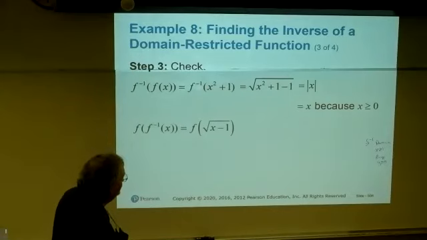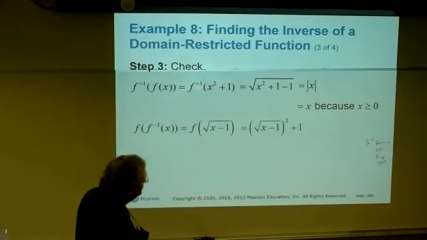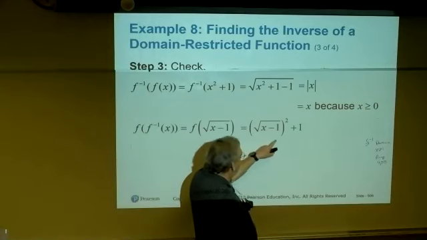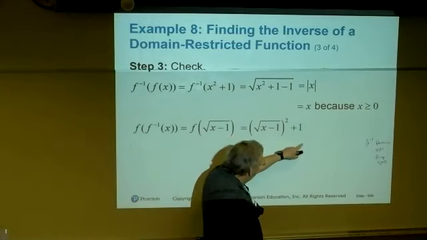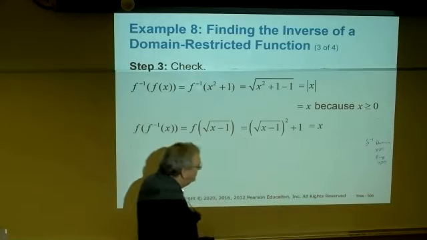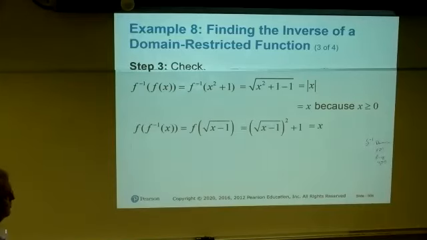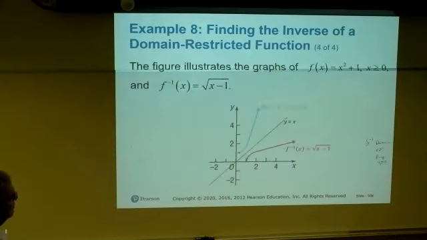And doing the composition the other way, when you square a square root, it's just x minus 1, and then plus 1, which just gives us x. They didn't show that process. And again, x has to be greater than or equal to 1.